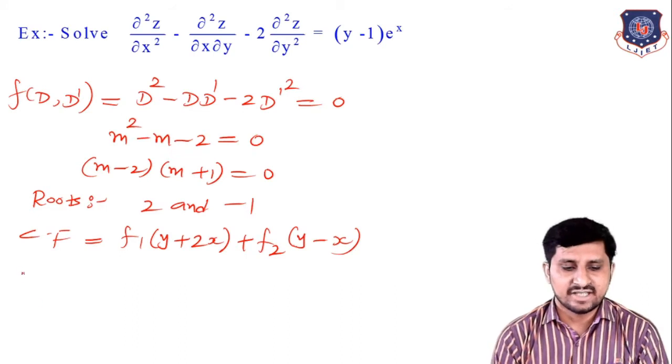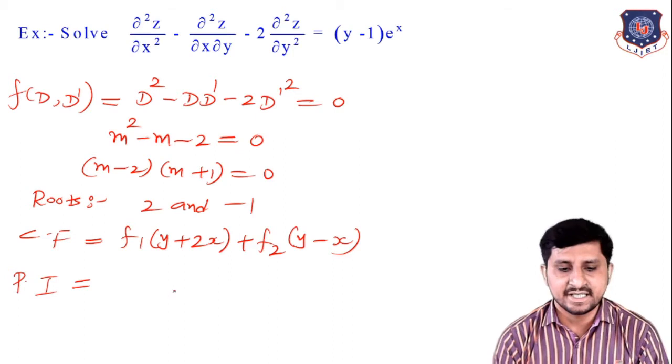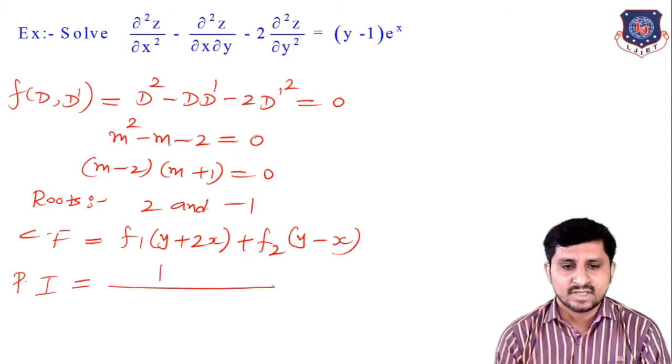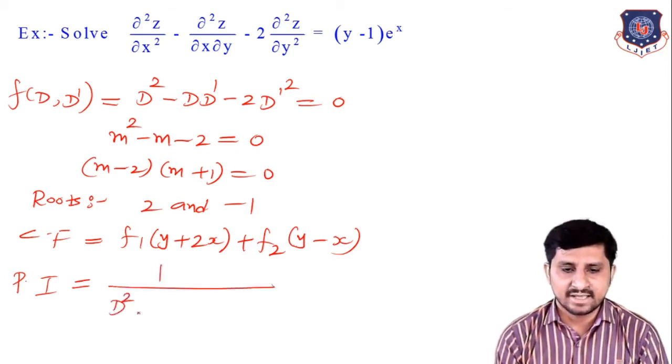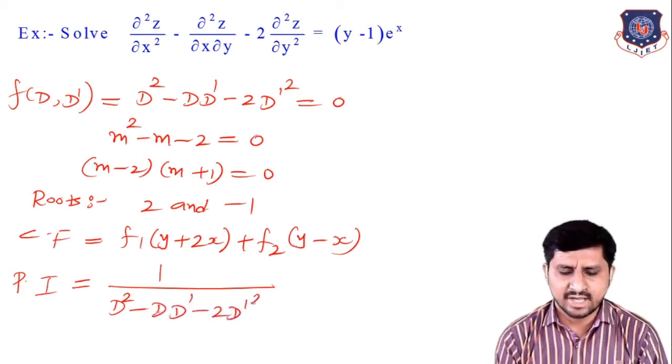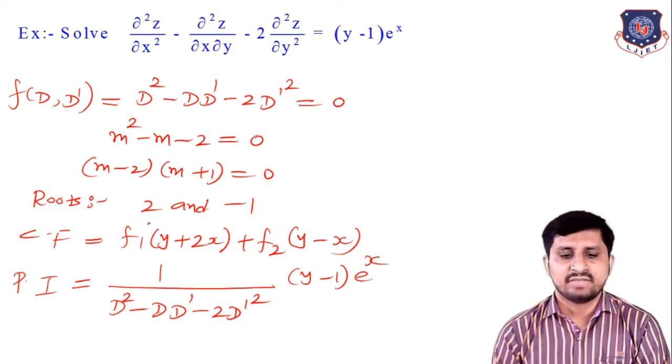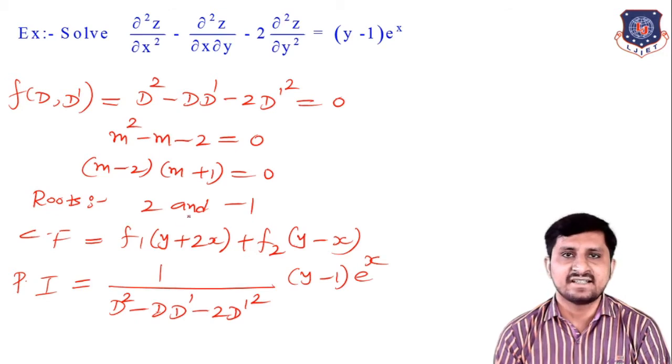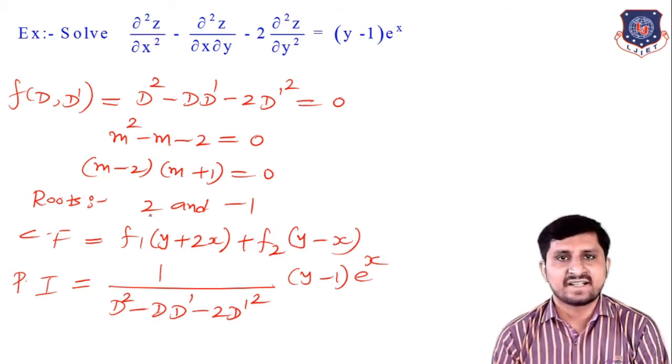Now what is my particular integral? Particular integral that we know, 1 upon f of d dash. So 1 upon f of d dash, that is d square minus d dash minus 2 d dash square, and what is my function? Y minus 1 into e raised to x. So we can understand that roots are 2 and minus 1. So from these two roots we can easily factorize this function. Factorization is d minus 2d dash and d plus d dash.